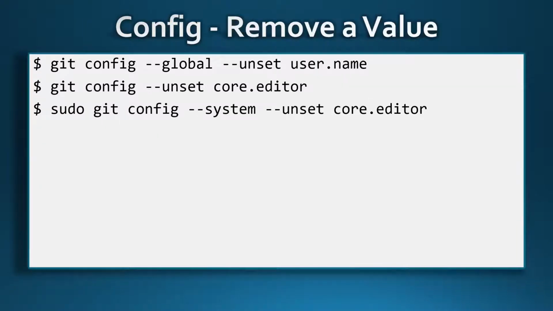If you want to remove a value from your config, you use --unset. So you use git config, you specify the level that it exists at because they can be set in multiple levels, then --unset, and then you just include the key. And of course, again, if you're doing it at the system level, you'll have to have sudo or administration access in order to unset it in your config file.